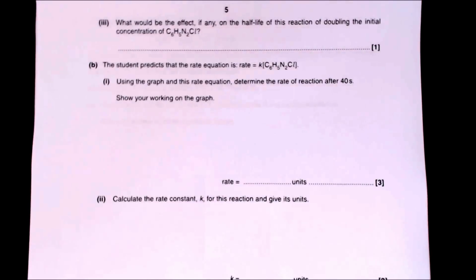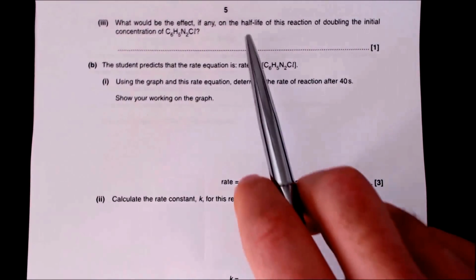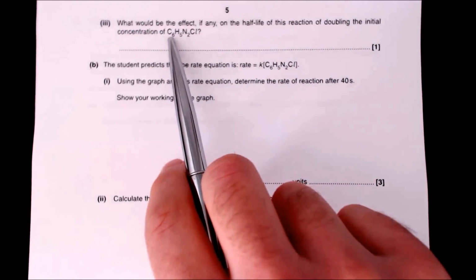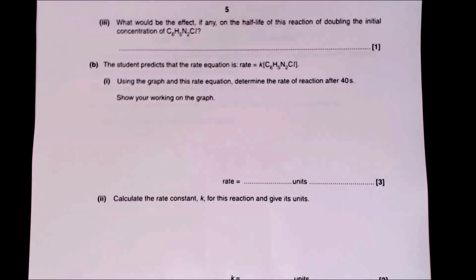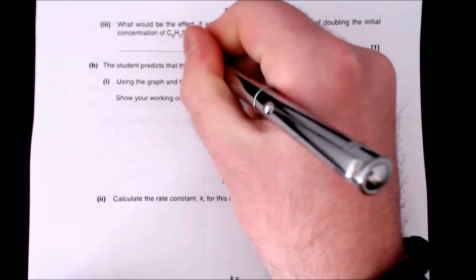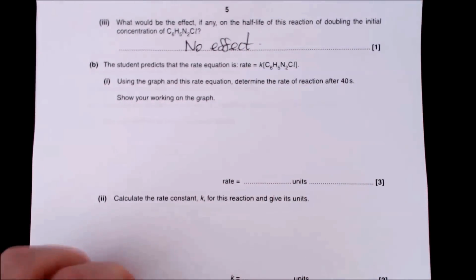Okay, we'll pull that down so we can see it. It says, what would be the effect, if any, on the half-life of this reaction of doubling the initial concentration of C6H5N2Cl? So the effect of doubling the initial concentration on the half-life is no effect. The half-life is not affected by this, so let's put no effect. That's just for 1 mark.